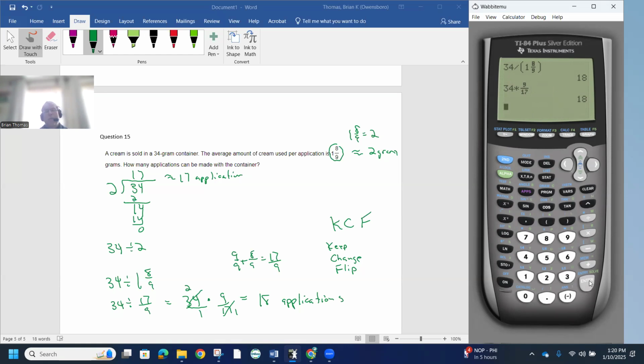So notice that by using estimation and changing the 1 and 8/9 to a number that I could understand, this helped me understand that this is a division problem. And once I understood it as a division problem, I can then translate this back into some math that I can work with by hand or using a calculator. So hopefully you find that helpful.